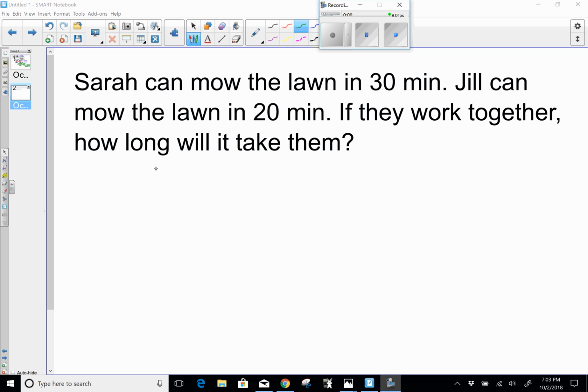So we're going to do the same thing that we did before. We're going to go ahead and issue ourselves a let statement. So let 1/30th T represent Sarah, right? How long it's going to take Sarah to mow the lawn. And then we're going to let 1/20th T represent Jill.